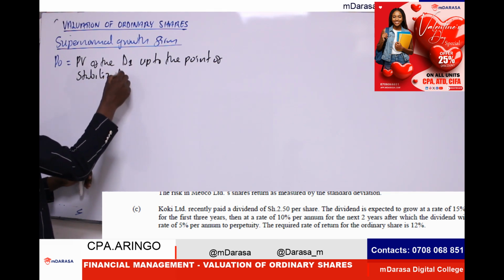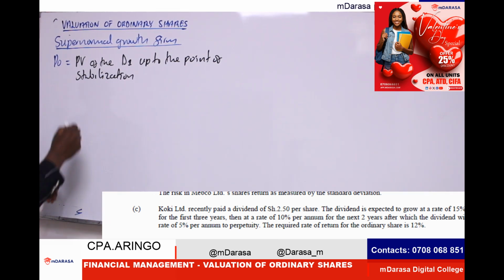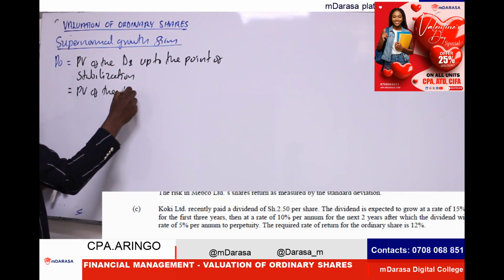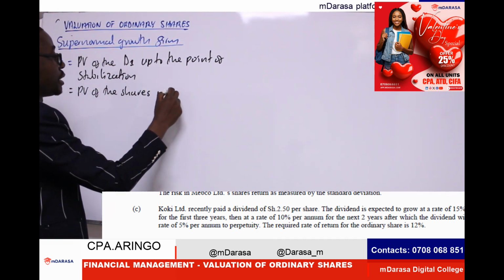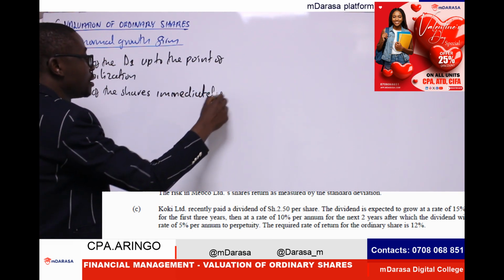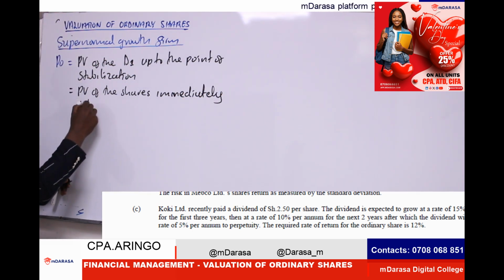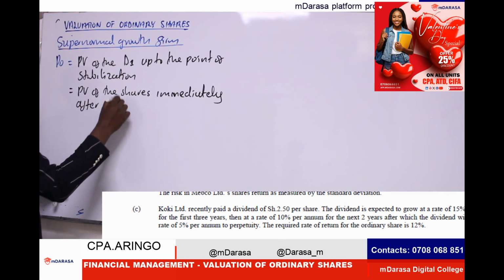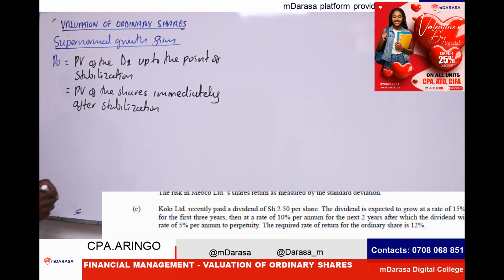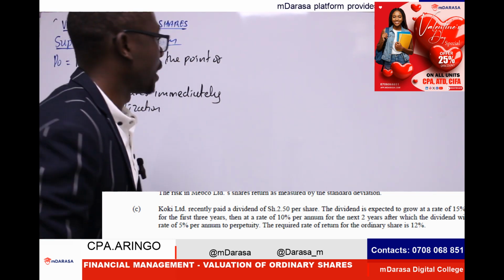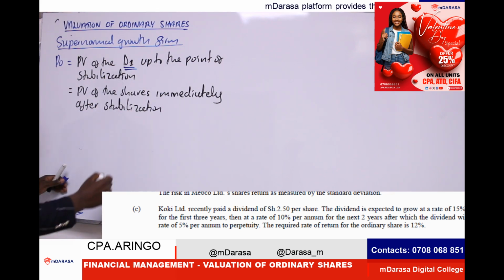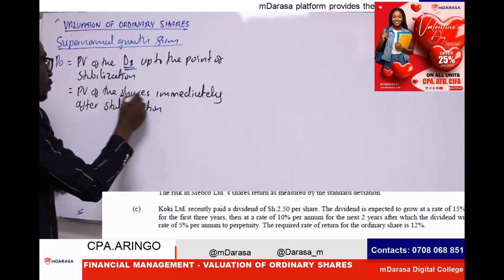And we are going to add this to the present value of the shares immediately after stabilization. So these are the key concepts that you must always have, whereby you can see we are talking about the present value of the expected dividends, and we are looking at the present value of the shares.